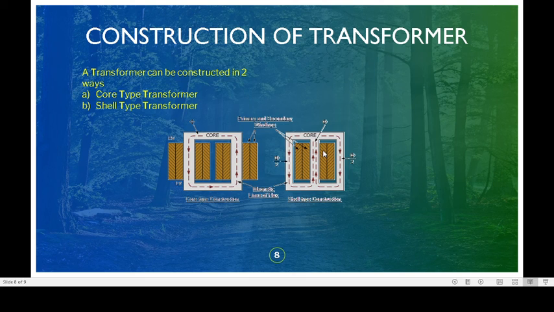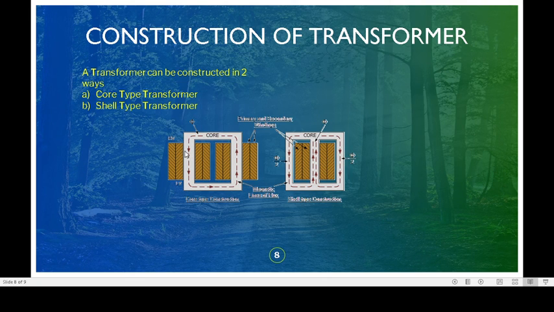Now, similarly, the case goes with the shell type transformer. The upper horizontal part is known as the upper yoke, and the lower horizontal part is known as the lower yoke of the magnetic core. And the vertical parts are known as the limb. This is known as the left side limb. This is known as the central limb, and this is known as the right side limb.